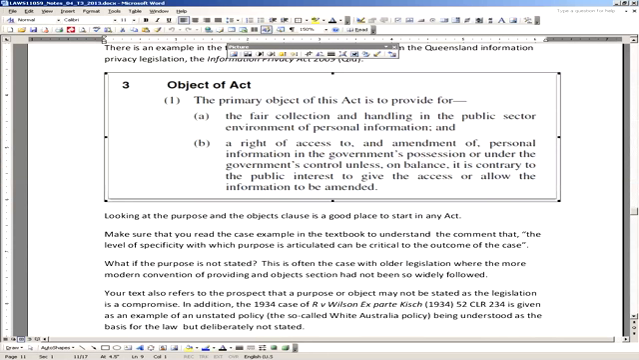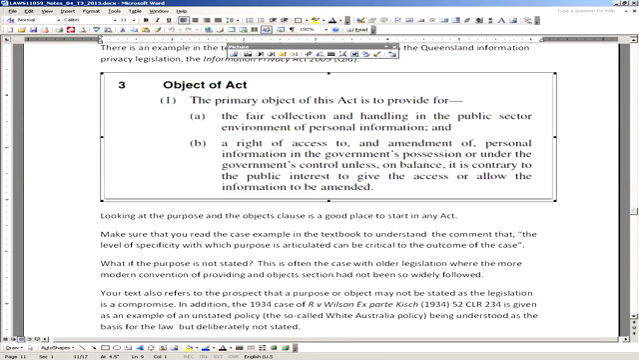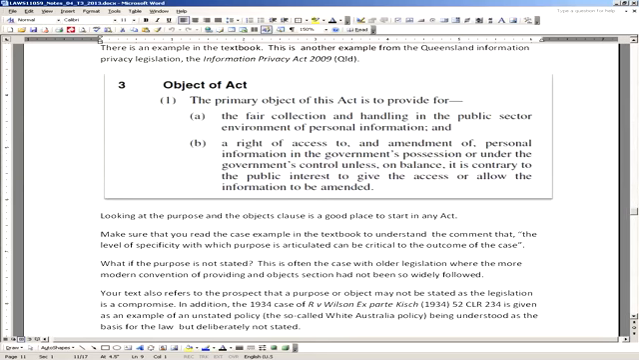That is, when you go to the Queensland Office of Parliamentary Counsel website, as I'm doing now, although you can't probably see it. Can you see that? No. When you go to the Queensland Office of Parliamentary Counsel website, sometimes it's very difficult.